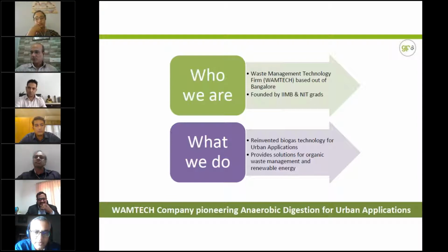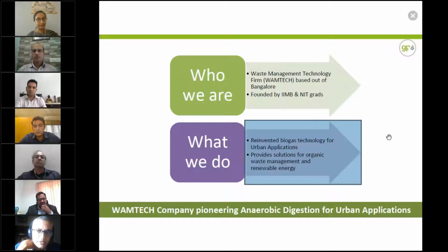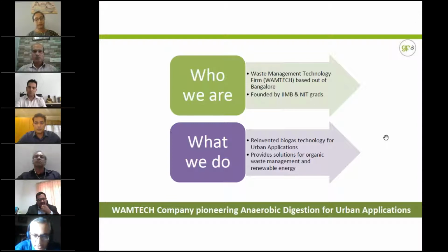The flexibility of output is one of the key areas here that I'd like to talk about, because power is not the only output that we can generate. Anything which is presently using fossil fuel, which is LPG or CNG, PNG, can be replaced by use of biogas.